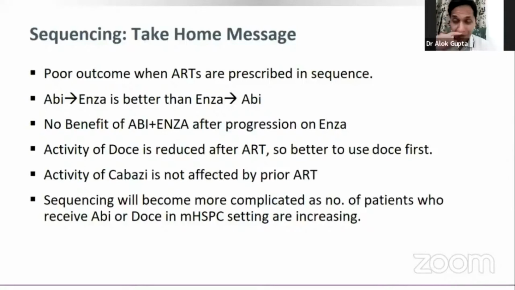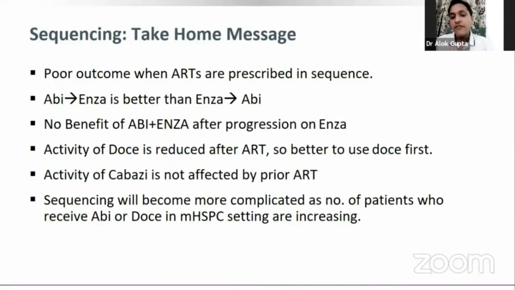So to clear out some of the confusion regarding the sequencing, let me just say that whenever one androgen axis agent is prescribed after another androgen axis agent, the outcome is generally poor. The response rates are quite dismal. If at all we have to use these agents in sequence, it is better to use abiraterone followed by enzalutamide. In that case, the enzalutamide response rates are better, to the tune of around 10 to 30%. There is no benefit of combining these two agents. It doesn't result in improvement in survival outcomes.